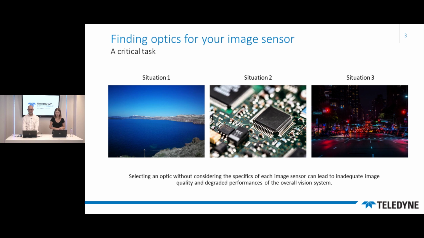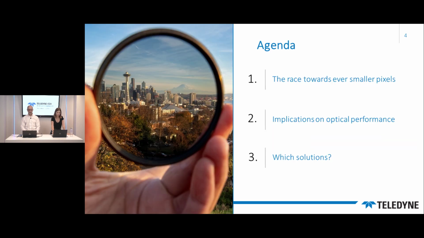So imagine that you have a traffic or security camera, then you won't be able to see much in this scenario. So these three situations, in fact, they can be linked to a wrong decision in the optics plus image sensor combination. And our objective today is that by the end of the webinar, you will be able to get what went wrong in these situations by understanding some specificities of the image sensors. So let's go now into the presentation.